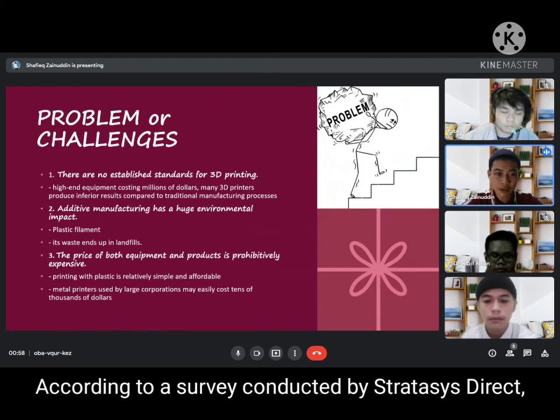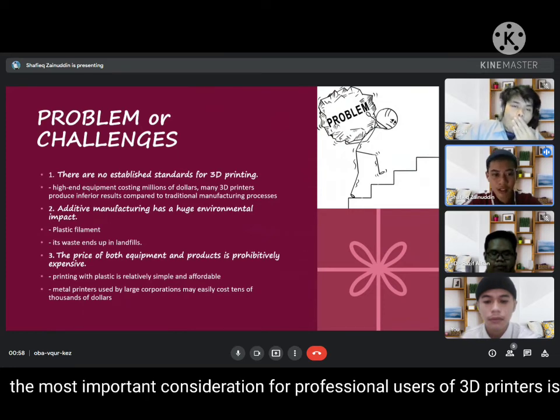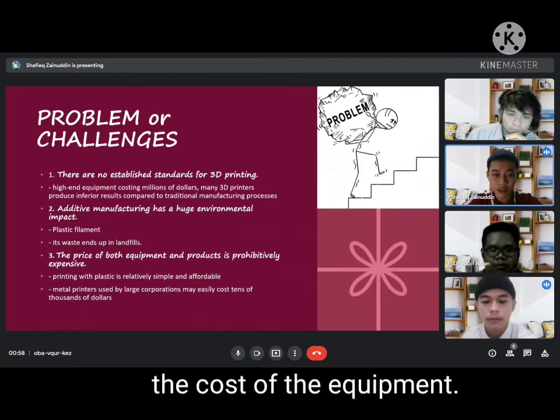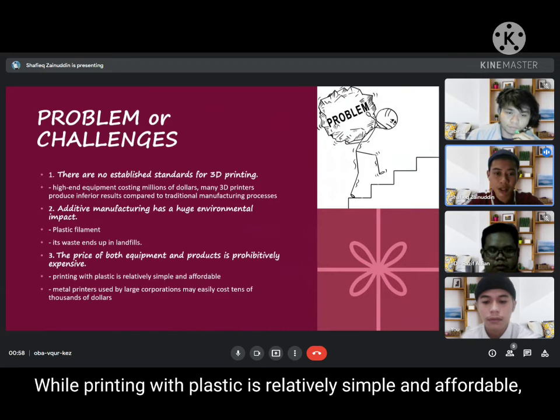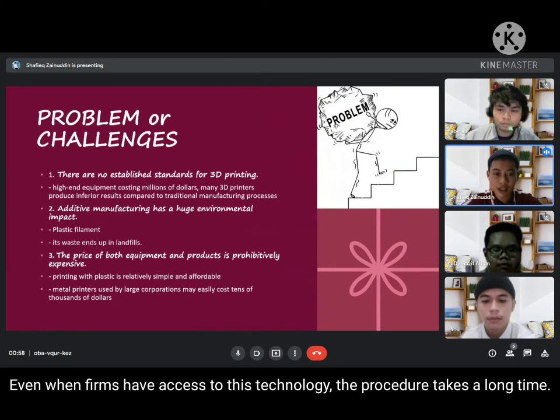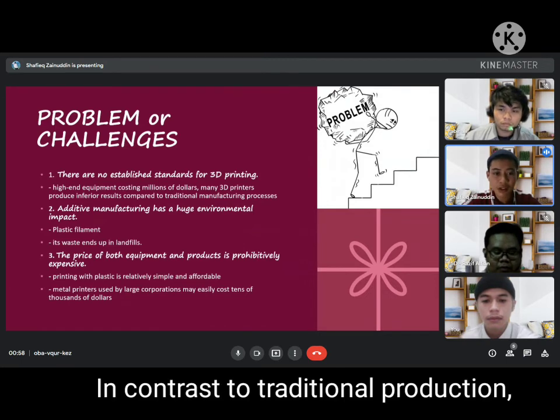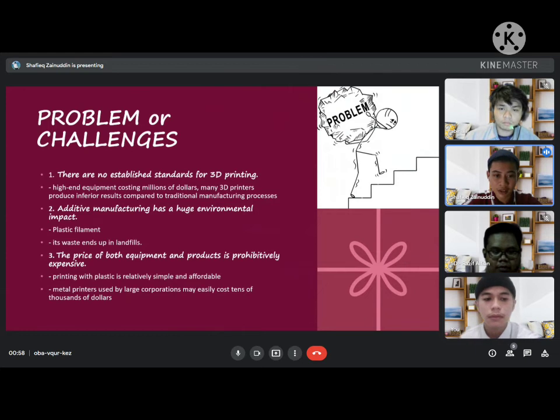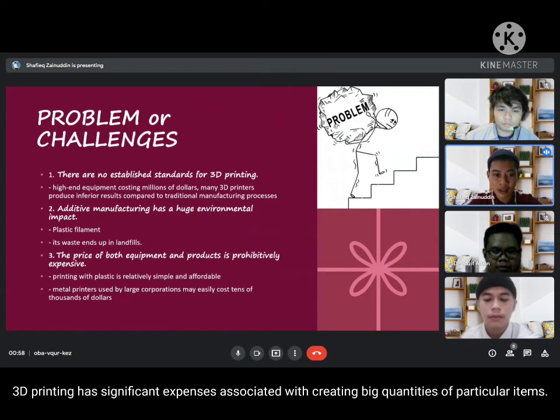According to a survey conducted by Stratasys Direct, the most important consideration for professional users of 3D printers is the cost of the equipment. While printing with plastic is relatively simple and affordable, metal printers used by large corporations may easily cost tens of thousands of dollars. Even when firms have access to this technology, the procedure takes a long time. In contrast to traditional production, 3D printers have significant expenses associated with creating big quantities of particular items.